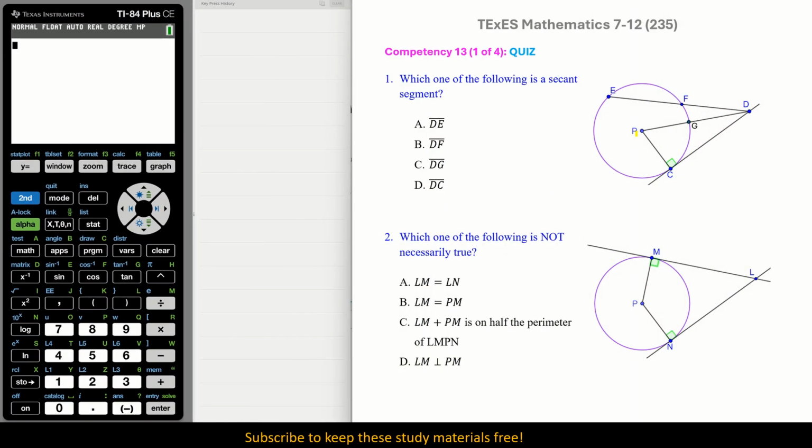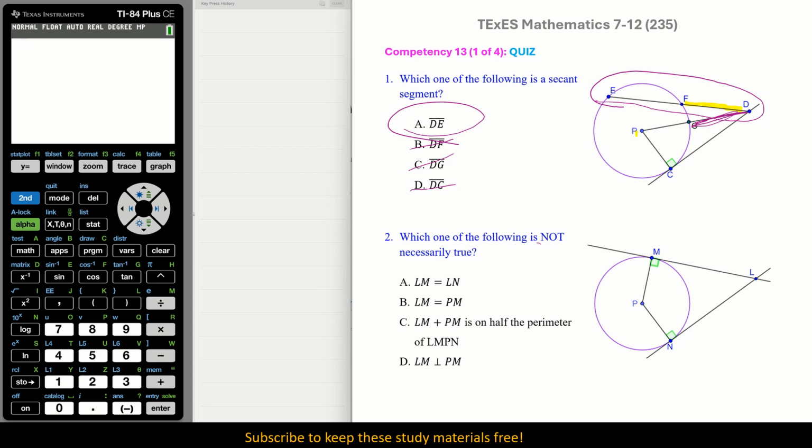Number 1, which one of the following is a secant segment? If we look at each of these sections, the only option is DE, because DF is an external segment, and that's why that one will not satisfy. D to G is also external, and DC is tangent. So our only option is A. All right, let's go to number 2.